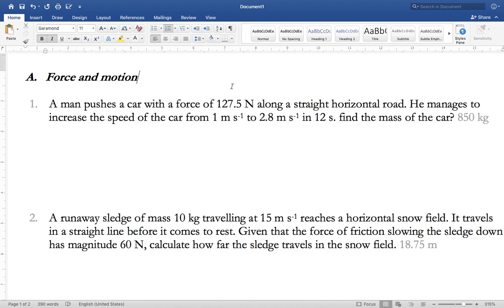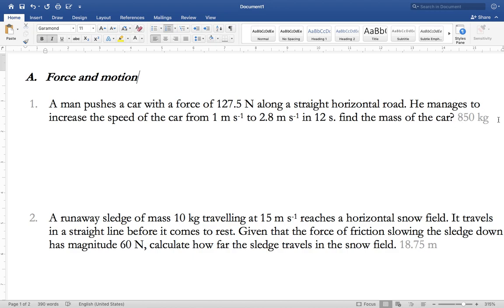Number one: a man pushed a car with a force of 127.5 Newton along a straight horizontal road. He managed to increase the speed of the car from 1 meter second minus 1 to 2.8 meter second minus 1 in 12 seconds. Find the mass of the car. Yes, the answer is 850 kilogram.